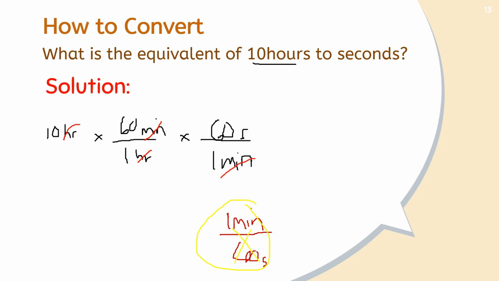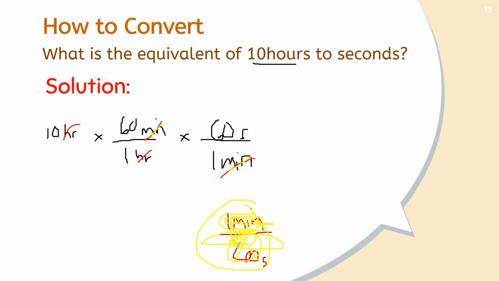Why? Because we cannot cancel the minute. The minute here is in the numerator. For that to be cancelled, it must be in the denominator. If we write it here, then your minute is already in the numerator, and we cannot cancel that out. So this one is wrong, and we do not follow this.